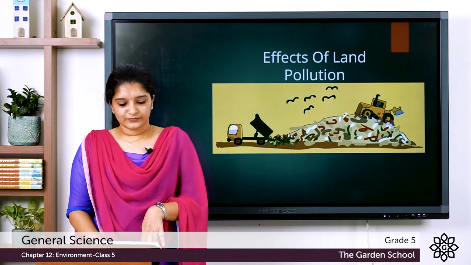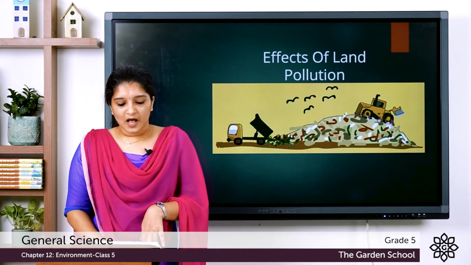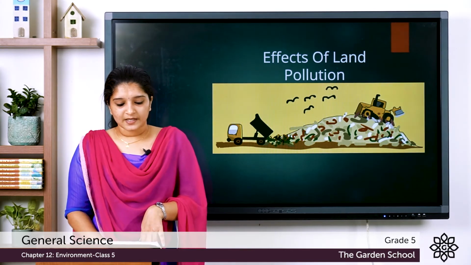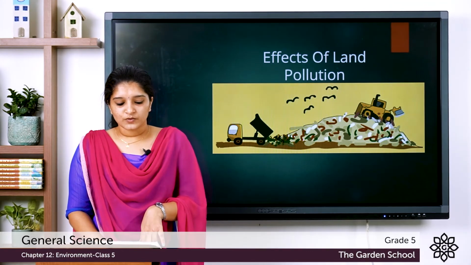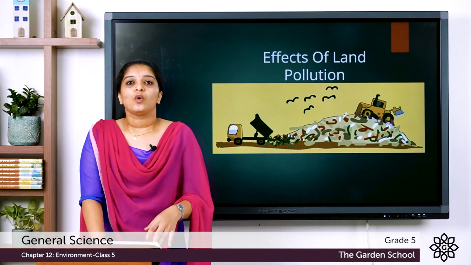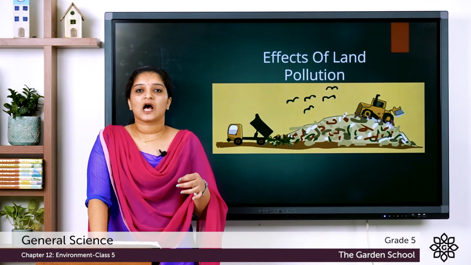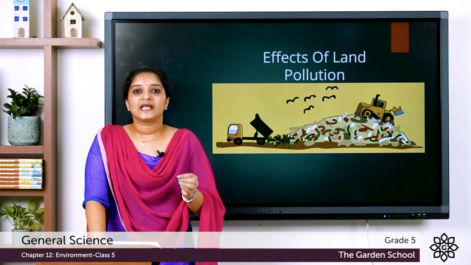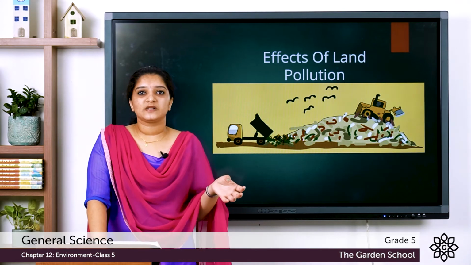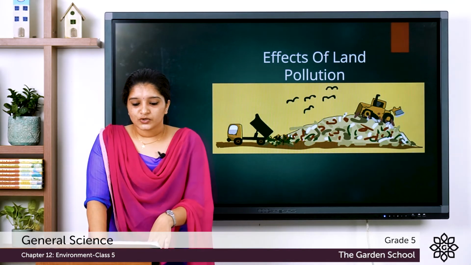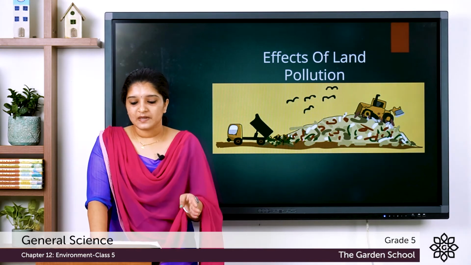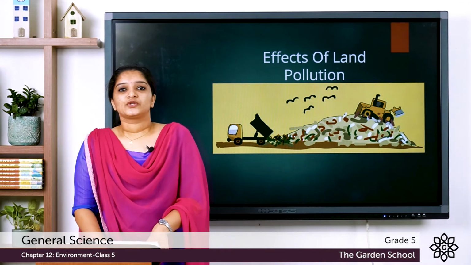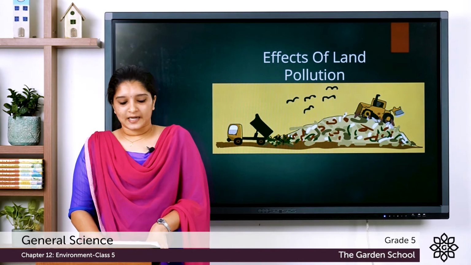The next effect of land pollution is that some of the harmful chemicals which collect on the land can get into our food through vegetables that are grown on polluted land or by using polluted water. So, through vegetables and grains, the chemicals enter the food chain and affect plants, animals as well as human beings. So, these are some of the effects of land pollution.